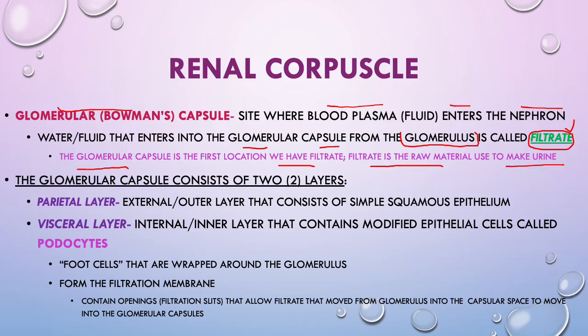The glomerular capsule has two layers. We have a parietal layer, and that's the outer layer, okay, that consists of simple squamous epithelium. Then we have a visceral layer. This one is an internal layer that contains modified epithelial cells called podocytes. These podocytes are called that way because people think that they seem to have little feet, okay? So they're kind of like foot cells, okay? And they help with filtration. This improves and enhances how we filtrate stuff, okay?